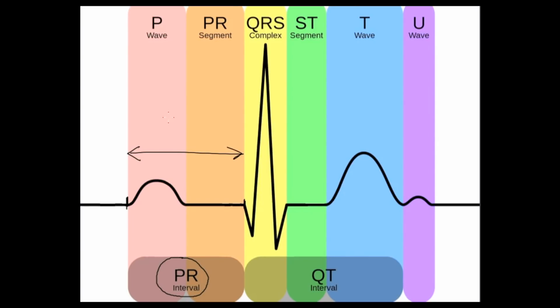Now the limit for this is 0.2 seconds, or one big box. Remember, one big box has 5 little boxes inside of it, and one big box is equal to 0.2 seconds. So if for some reason the PR interval is longer than 0.2 seconds, or one box, by definition you are going to have at least a first degree AV block.